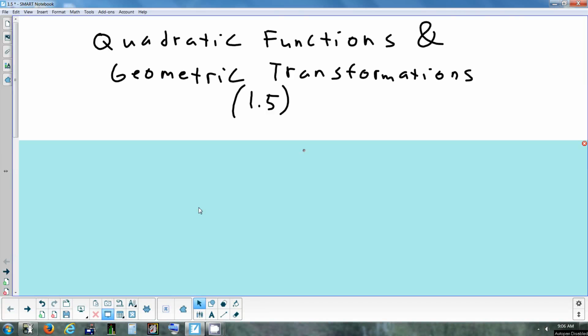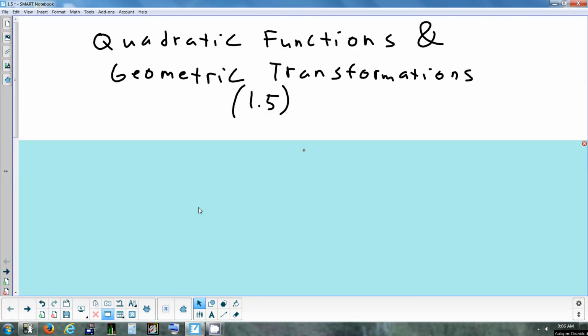All right, so today we're going to look at just a single section, just 1.5, which is on quadratics and how we can transform them. So what we're going to look at in this section is basically how you can shift a graph left, right, up, down, how you can stretch it or compress it. And we're going to do it with just quadratics today, just parabolas.